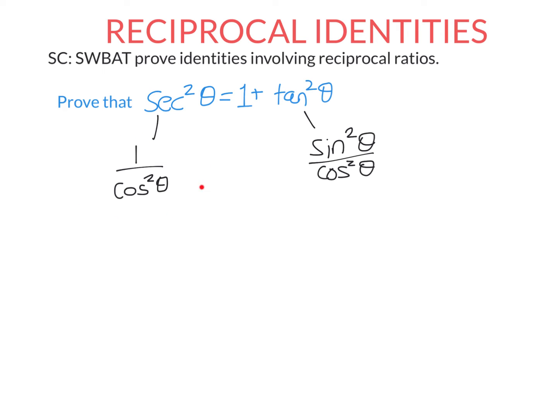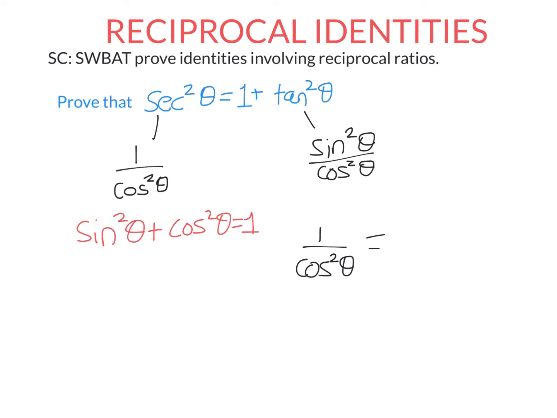So how am I going to make this look anything like this? Well, of course, it uses the identity that keeps coming up. I want to somehow write this so it has sine squared theta. So what I need to use is the Pythagorean identity. So what we have is sec squared theta, which is 1 on cos squared theta. So I can change this 1 to sine squared theta plus cos squared theta, and I keep the same denominator.